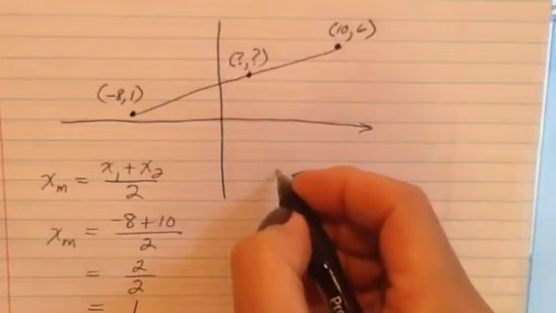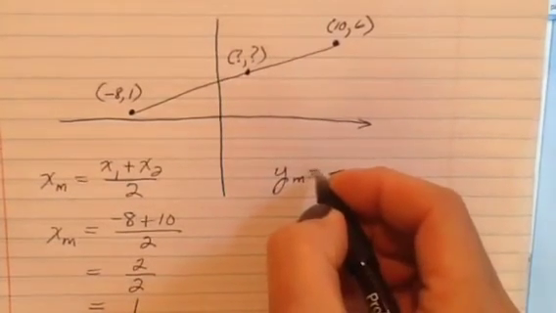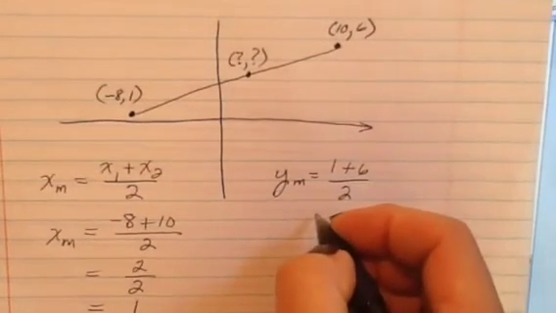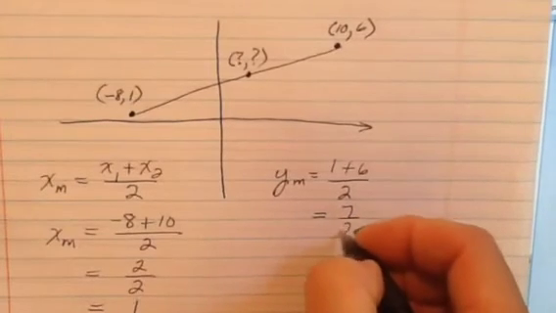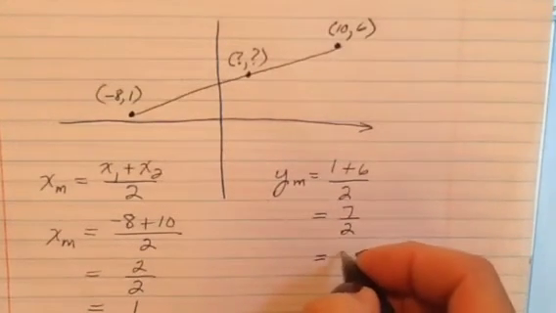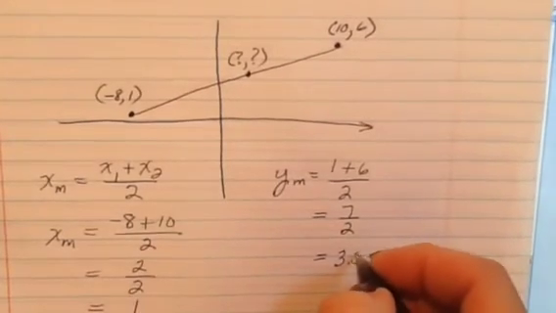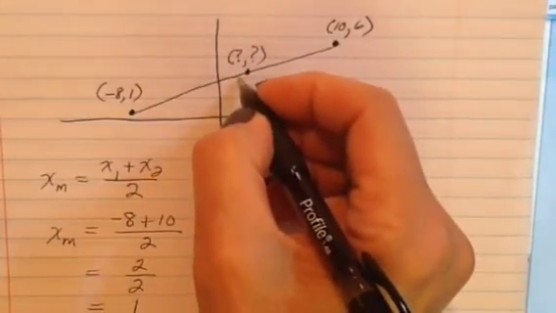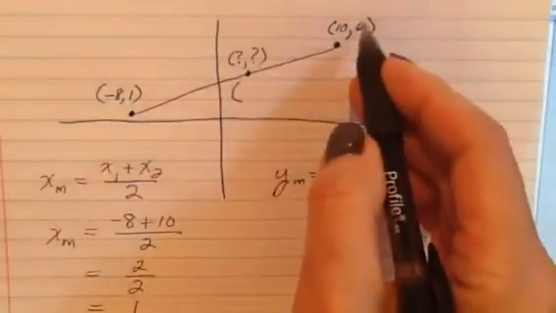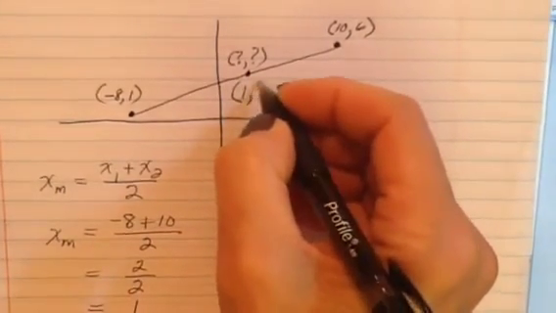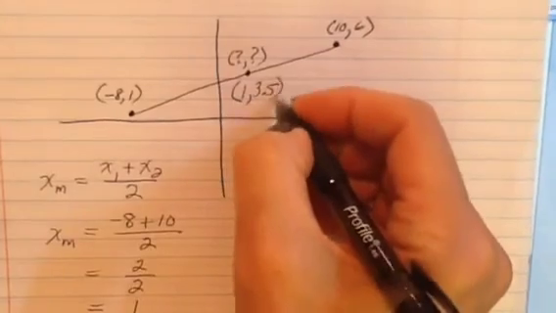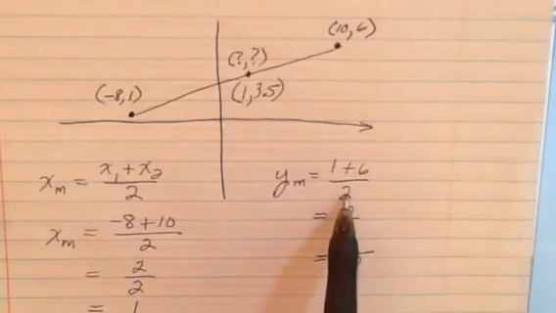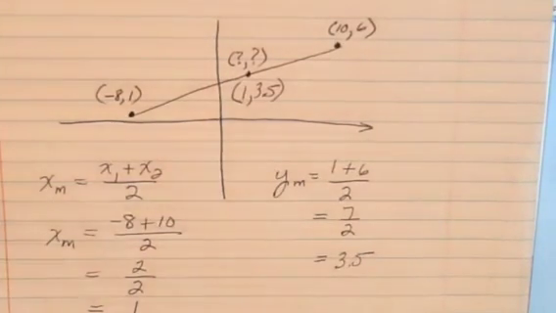Okay? Now I'm going to find my y middles. 1 plus 6 divided by 2, which is 7 divided by 2, which we can leave as 7 divided by 2, or 3.5. So the answer to my question, the midpoint of a segment whose endpoints are stated here is 1, 3.5. I add the coordinates of my x's, divide by 2. I add the coordinates of my y's, divide by 2. And then that becomes my midpoint.